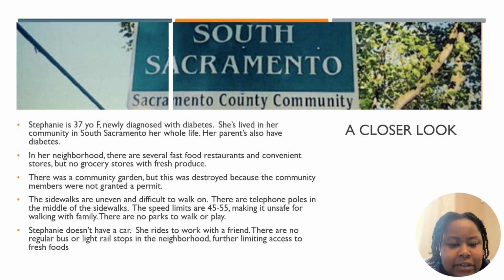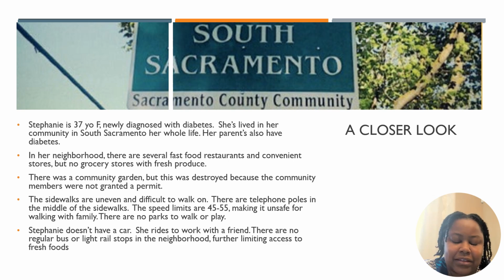So in her neighborhood, there are several fast food places, like five on the same block, but there's really no grocery stores with fresh produce in her area. At one point, her community and her neighbors were trying to put together a community garden, but the garden that they started was pretty much destroyed, and the community members were not granted a permit by the city.